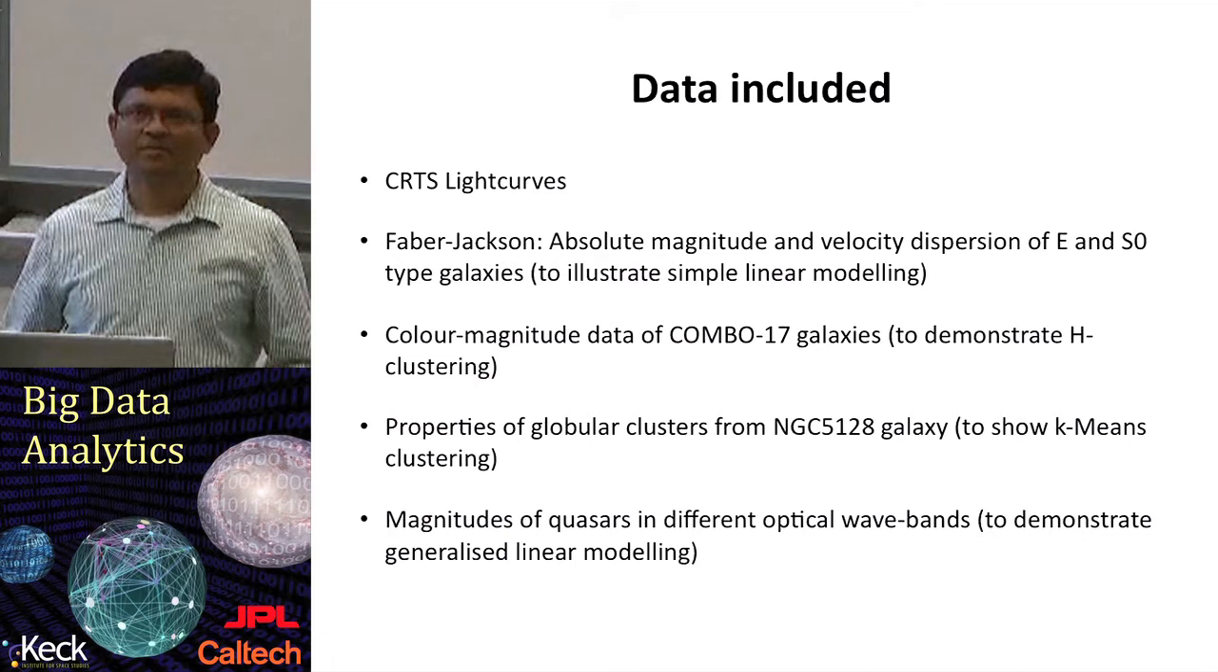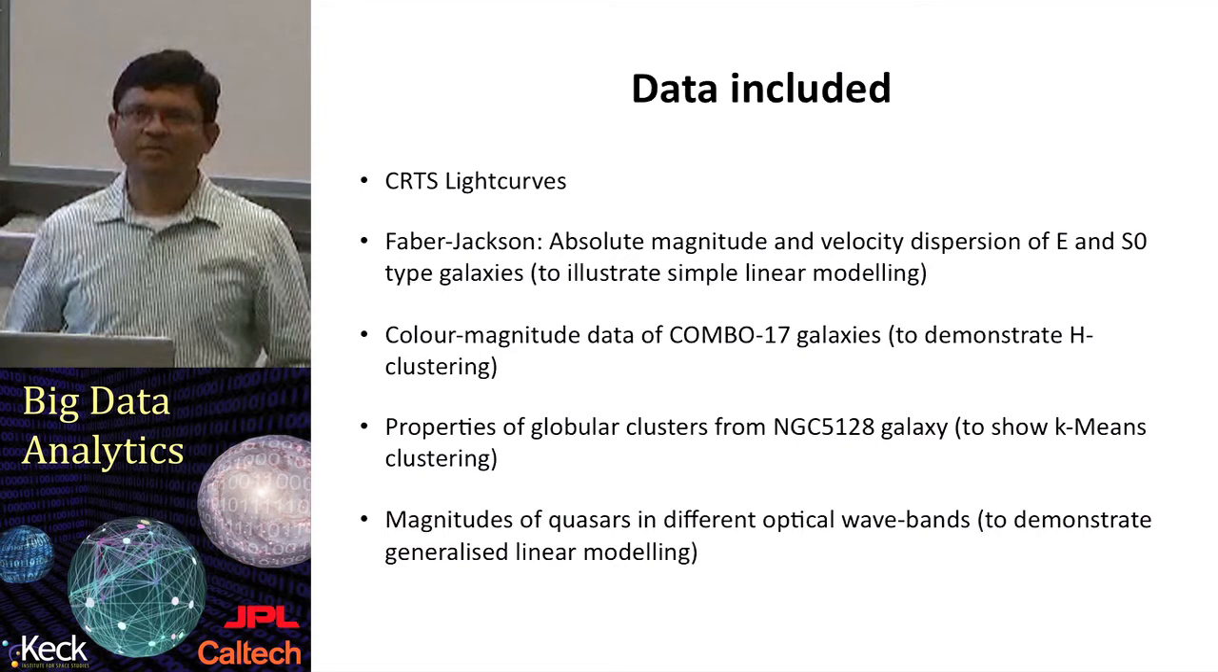And that is a fantastic time series data set and can be used for most of these tools in a fairly straightforward manner. Then there are some older data sets like the Faber-Jackson data set, which provides absolute magnitude and velocity dispersion of different types of galaxies. That can be used with linear modeling. Or the color magnitude data on the COMBO-17 galaxies, which can be used for hierarchical clustering. Those are the specific examples that we have provided with Astrowrap.